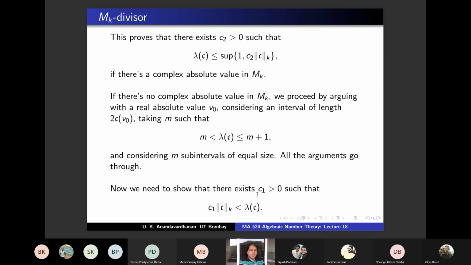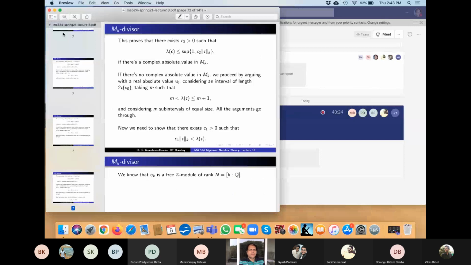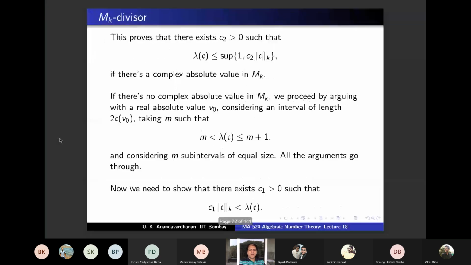The other side is that there is a positive constant depending only on k, such that lambda c is strictly bigger than c1 times the volume of c, c1 times the size of c. And the main idea here is Artin-Whaples approximation theorem that we have stated and proved in the very first lecture. So the importance of doing all those things is coming in proper number theory. So this is what we have to show: c1 times the volume is strictly less than lambda c. Good, so let's do this.